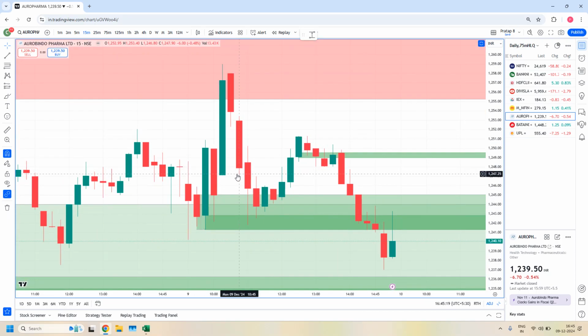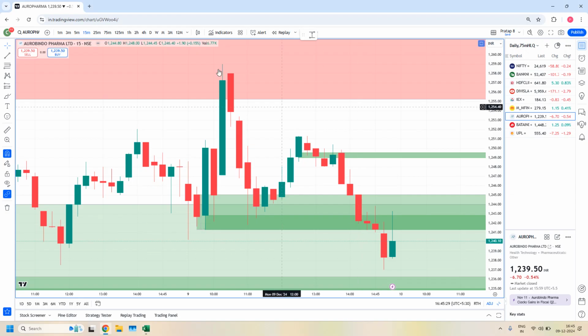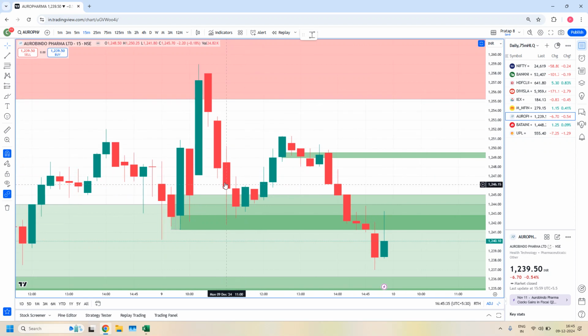How much profit has it given? Aurobindo Pharma first trade has given 6,820 rupees profit, which is 5.5% ROI as per one futures margin cost. After that what happened? Again at 11 o'clock, prices once again entered into the fine-tuned area and gave you the second trade. But it failed to reach the 15 minutes target.